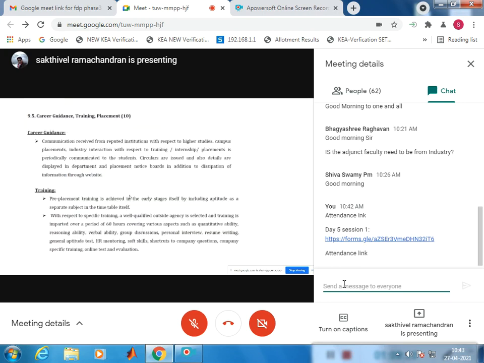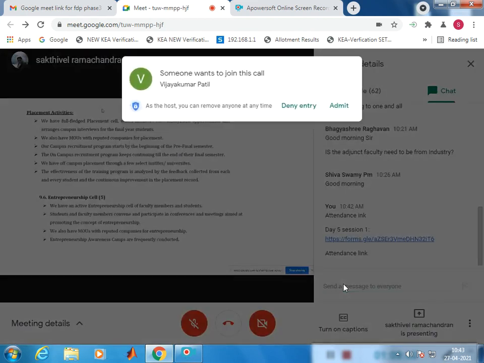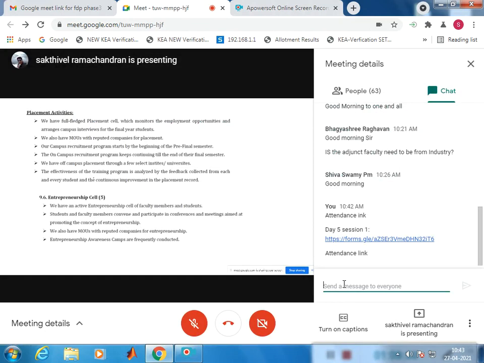Beyond that, for the student support, we have career guidance, training, and placement. It involves all these 3. What are the supports provided by the institution for career guidance, the pre-placement trainings that have been given, or soft skill training provided by HRs, and lastly placement activities? What are the placement activities? What are the MOUs being signed with the companies and the recruiters? All this needs to be documented, and that is taken into account.